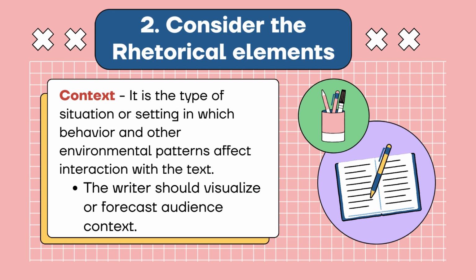The third one is context. It is the type of situation or settings in which behavior and other environmental patterns affect interactions with the text. The writer should visualize or forecast audience context. When you understand the previous two, which is the purpose and audience, you can better anticipate the context in which your writing will be received. This helps you tailor your message effectively.